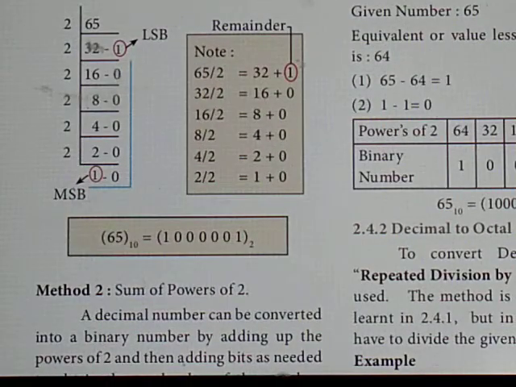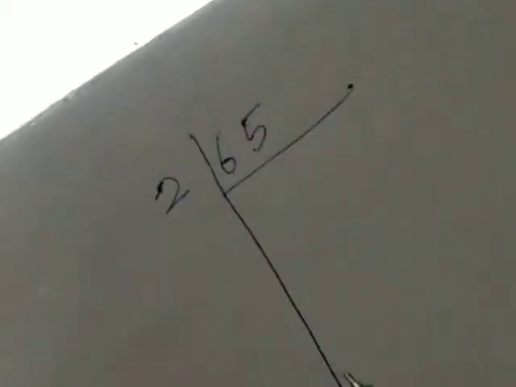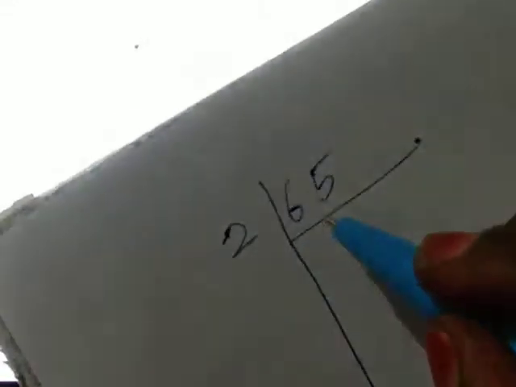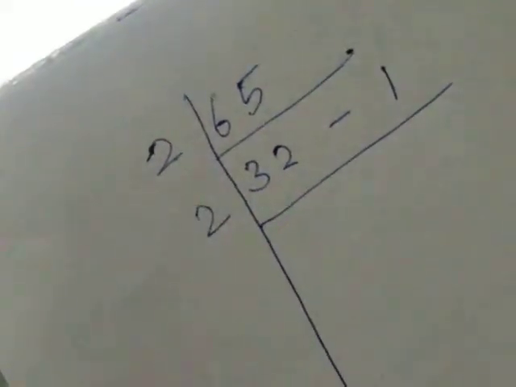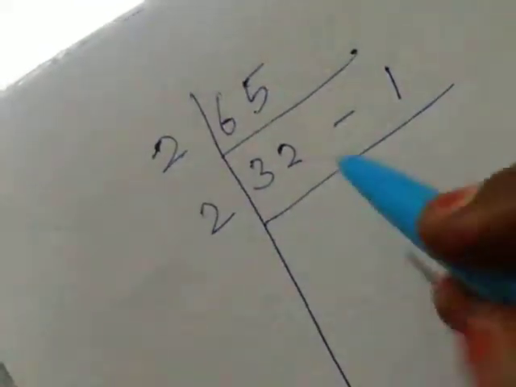So this is an example, 65. We have to divide it by 2, repeated division by 2. Dividing by 2: 3 2s are 6 and 32 2s are 64, remainder we will get 1. After that we have to divide again. Up to 1 or 0 will come, we have to divide, repeated division.